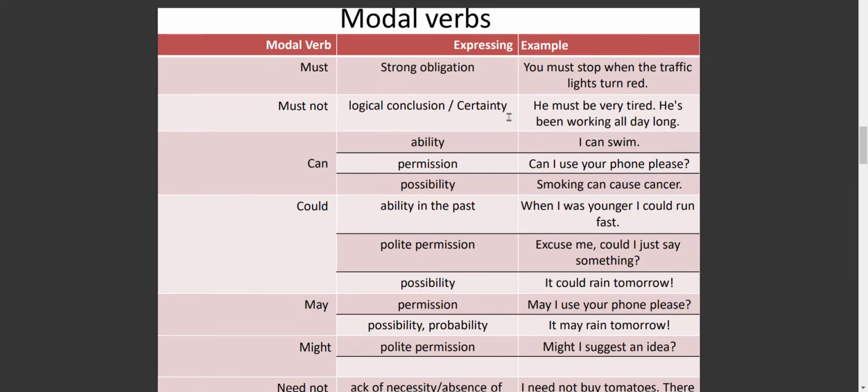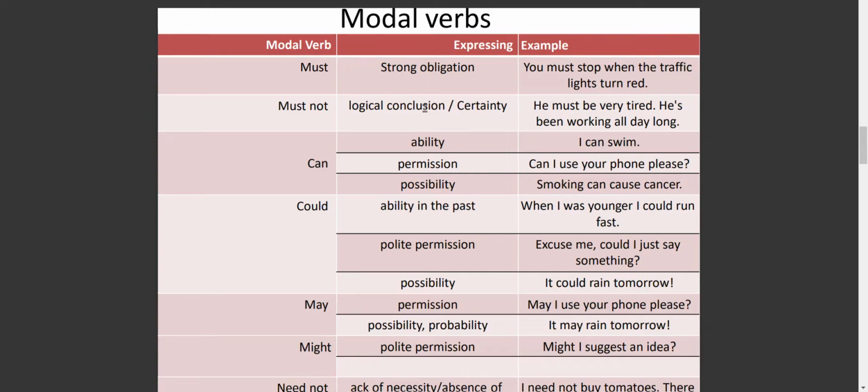Okay, now let's come to the second important part of modal verbs. Okay, look at these examples. Modal verbs here express functions, with examples. The first one is must. Must expresses strong obligation. Example here: you must stop when the traffic lights turn red.